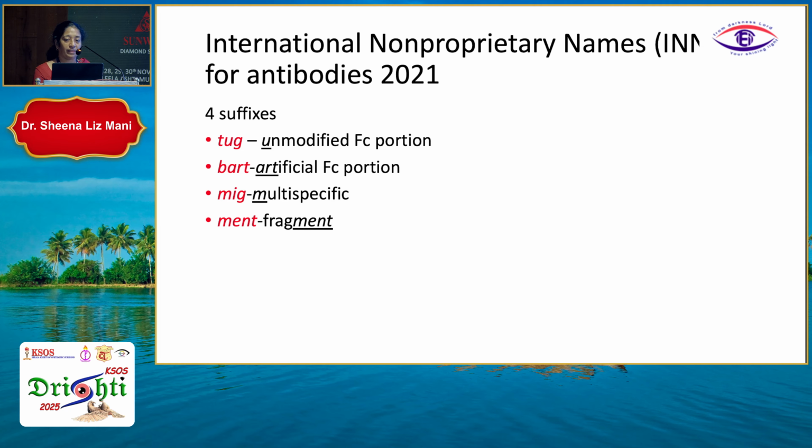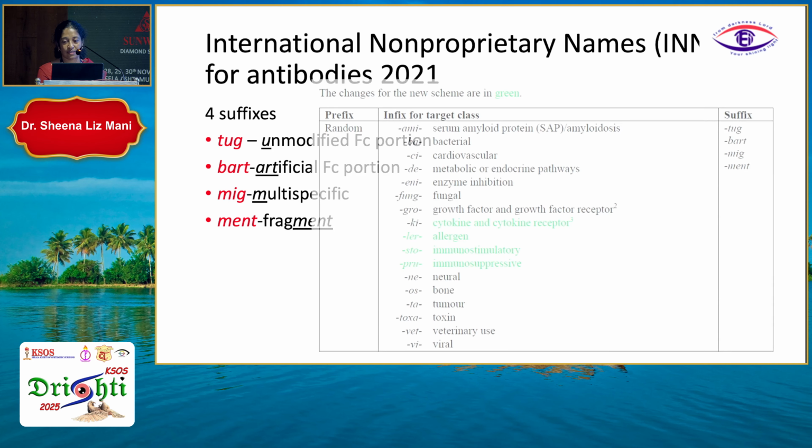Now in 2021, this nomenclature has been revised by WHO, and they are doing away with MABs altogether. So now we have to learn a second set of nomenclature. They've divided into 4 suffixes: TUG, BART, MIG, and MENT. TUG is basically an unmodified Fc portion of the immunoglobulin. BART is an artificial. MIG is multi-specific, so the bispecific antibodies I mentioned earlier come under this group. And MENT is an antibody fragment, like brolucizumab with single chain, that comes under this group. So it can be either one of these 4 suffixes.